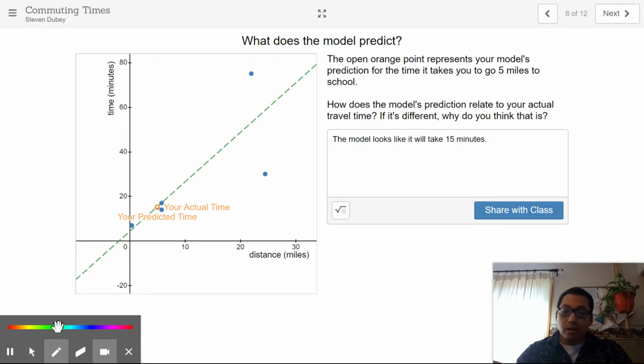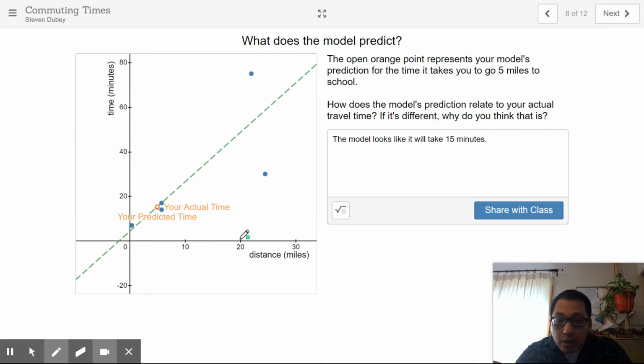So I said, okay, how long will it take someone who lives 20 miles away? How long will it take them to get to school? Based on this model, based on this line, well, I can say, okay, here's 20 miles away. I know exactly, in this model, it looks like maybe it'll take them 30 minutes to get to the school. That would be the y value.